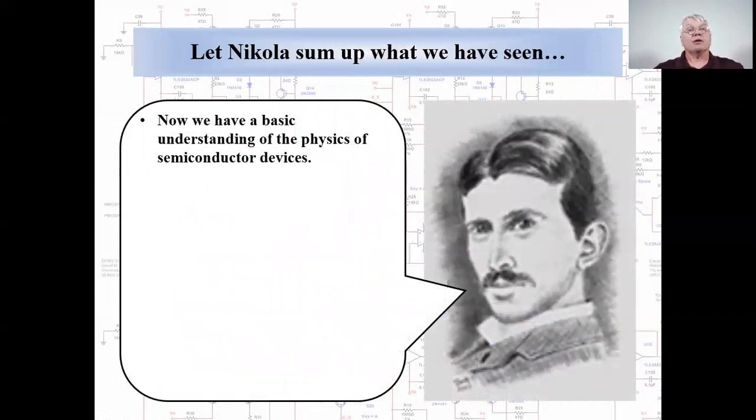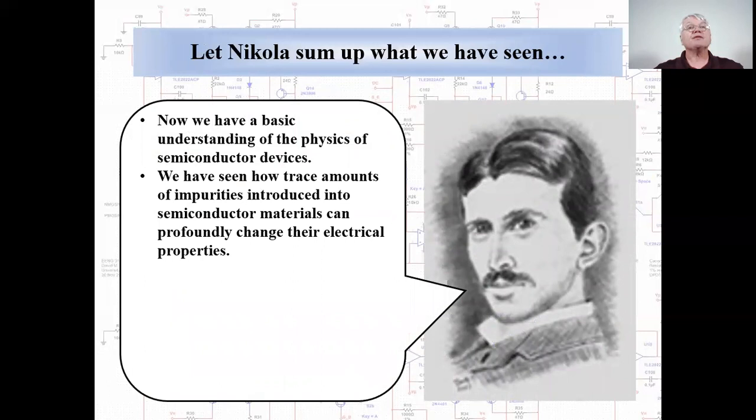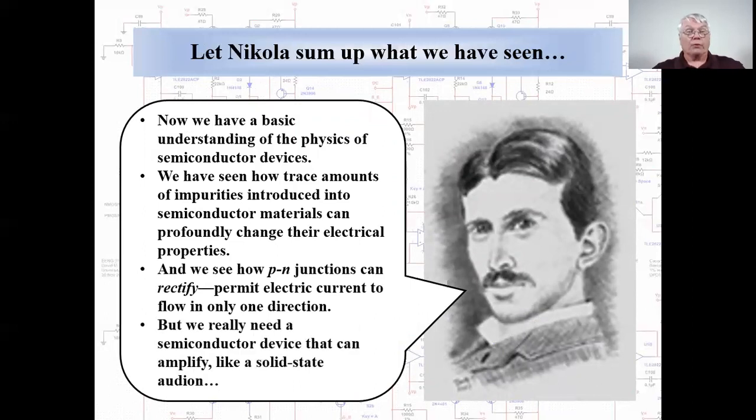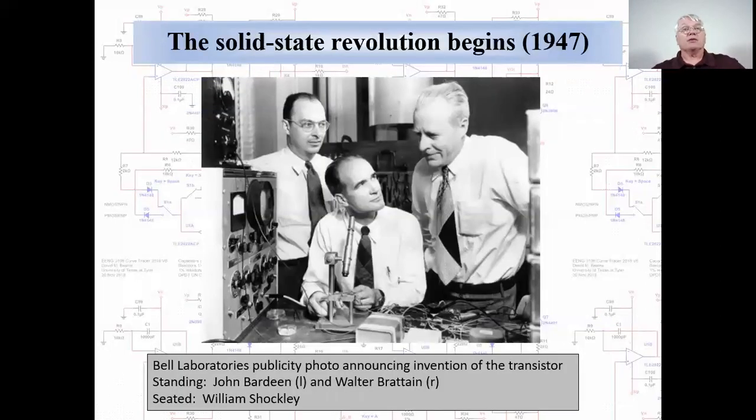Basic understanding of semiconductor physics. Trace amounts of impurities profoundly affect the behavior of these materials. P-N junctions can rectify, but we really need a semiconductor device that can amplify like a solid state audion. So for solid state electronics to go to the next level, a new device, one capable of amplification, is necessary, and that takes us to the next chapter. The solid state revolution begins in 1947.